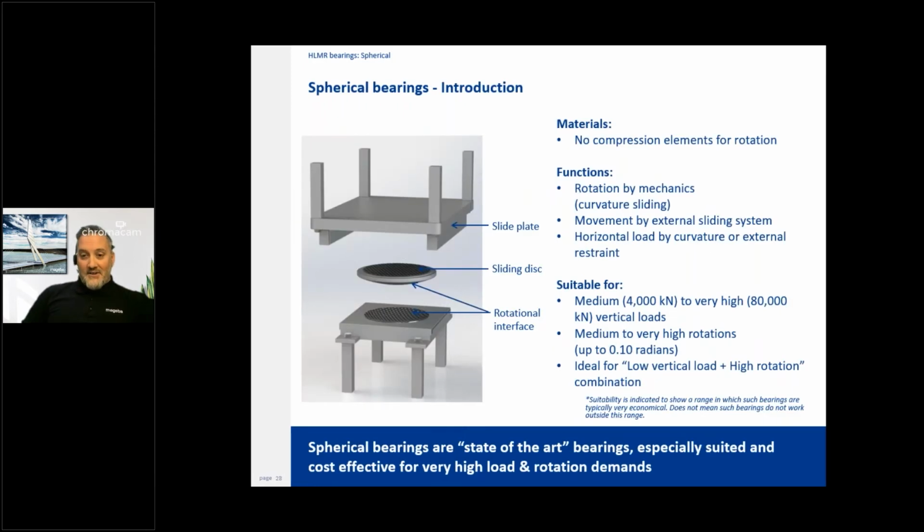And finally, spherical bearings. What makes these interesting is that none of the elements of them compress in the way that basically all of the other bearings do. So all of the rotation and transfer is done via curvature. That makes them suitable for a higher load range as well as higher rotation ranges. And they're ideal for situations where there's low vertical and high horizontal loads in combination. That's something relatively difficult to deal with in other ways sometimes.